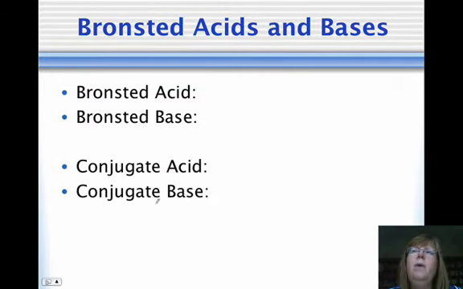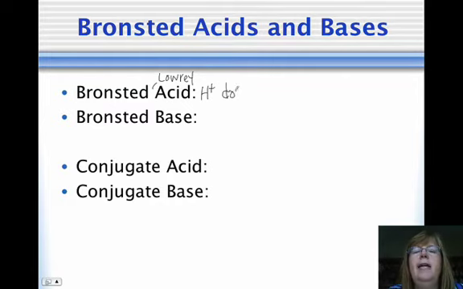But it wasn't quite enough because they were finding that some salts, like say sodium carbonate, when you put it in water was basic. But there was no obvious hydroxide ion in the formula for sodium carbonate. So two other scientists by the name of Bronsted and Lowry came up with the Bronsted-Lowry definition of acids and bases. And they defined a Bronsted acid as a proton donor.